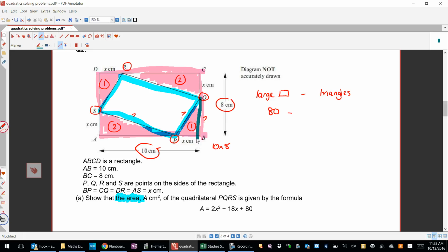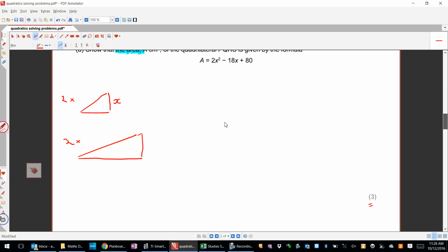Yeah, spot on. Because you've got this one here, that's x, and this whole one is 8. So this bit must be 8 minus whatever that x is. So I'm going to write that on this triangle. So it's 8 minus x. Is anyone unsure about where that comes from?